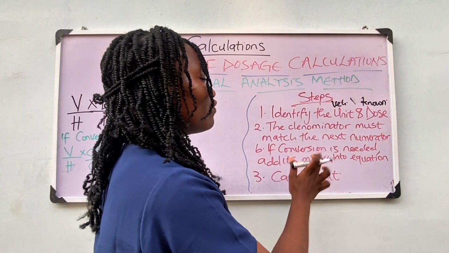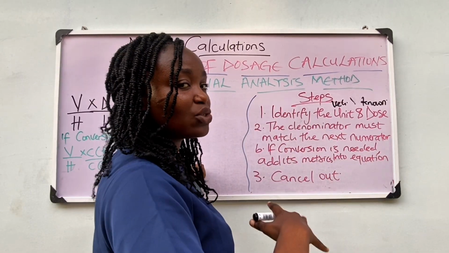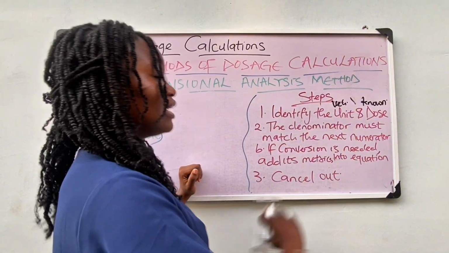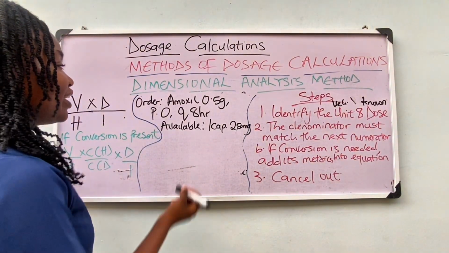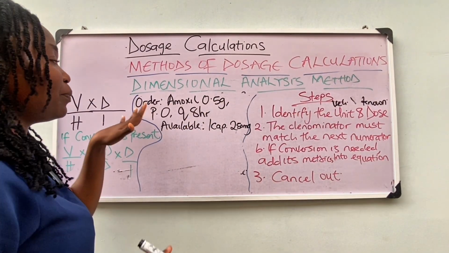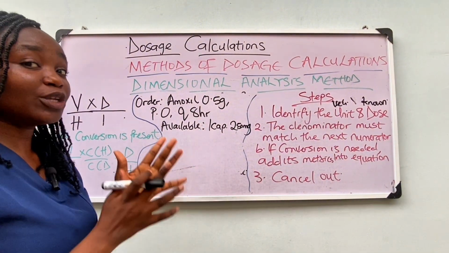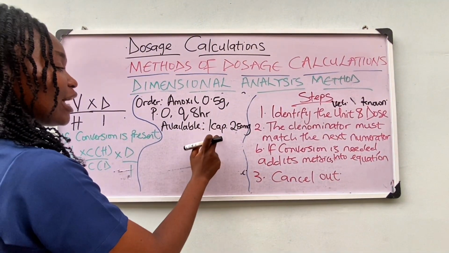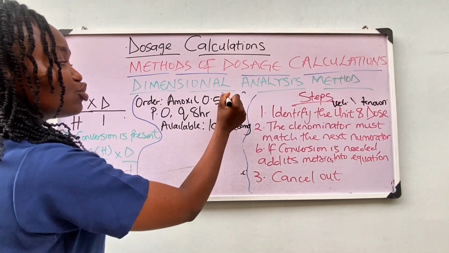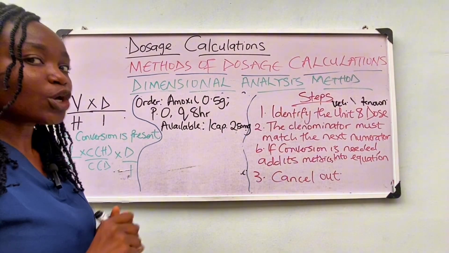Then if a conversion is needed, you are supposed to add the metrics into the equation. Remember that for dimensional analysis, we don't solve conversions separately. Everything is set up as one equation. Then lastly, we have cancelling out. This question says that we have amoxicillin ordered for this patient, 0.5 grams to be given orally, 8 hourly. What we have available is 1 capsule of amoxicillin containing 250 milligrams, according to the drug label. You can see here that the order, which is the drug desired, is not in the same measurement unit as the drug available. So conversion is needed.